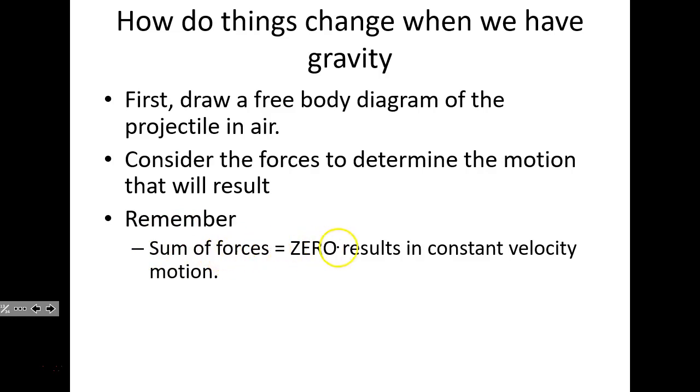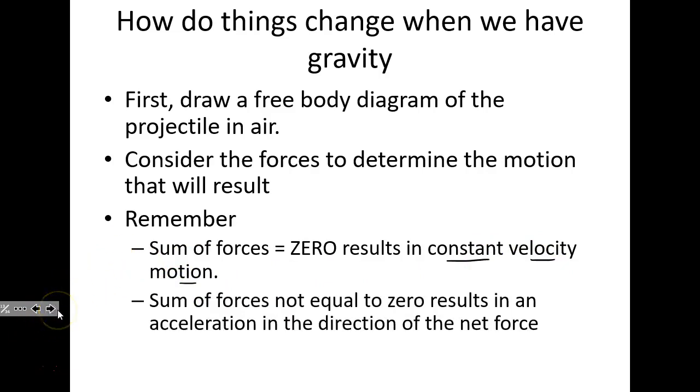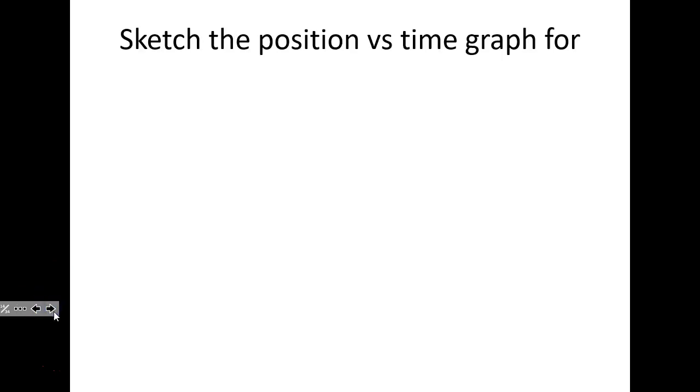If the sum of the forces equals 0, then we're going to get constant velocity motion. But if the sum of the forces is not equal to 0, that results in an acceleration of the object in the direction of the net force. So whichever direction the leftover force is, that's the direction that the object is going to accelerate. That does not mean that's the direction it's going to move, only that it's the direction it's going to accelerate.